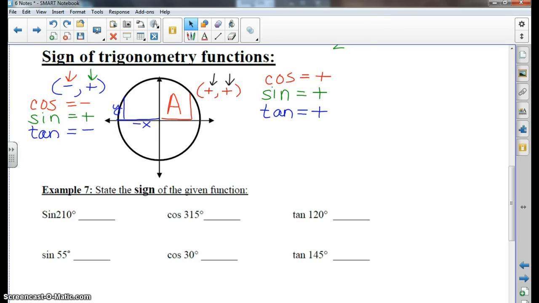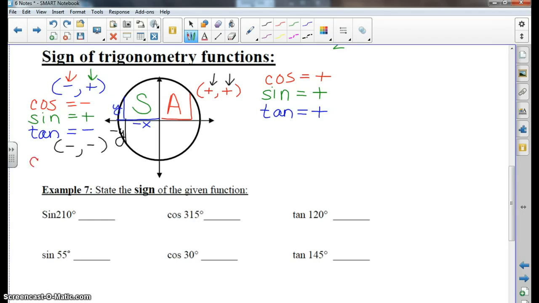For this quadrant, we will say that the sine function is the only one that will be positive. Anything else will be negative. In the third quadrant, we'll be going left and down. That means that any coordinate point or any point P on the unit circle that lands in the third quadrant will be a negative followed by a negative.